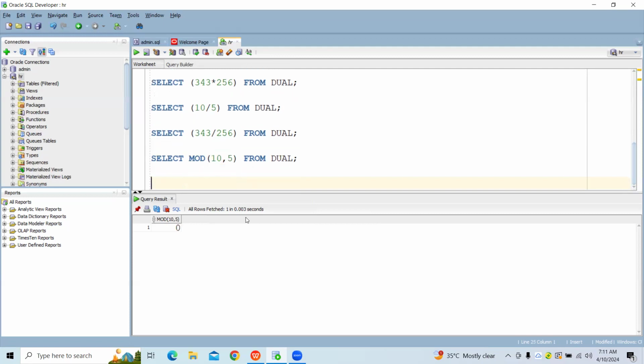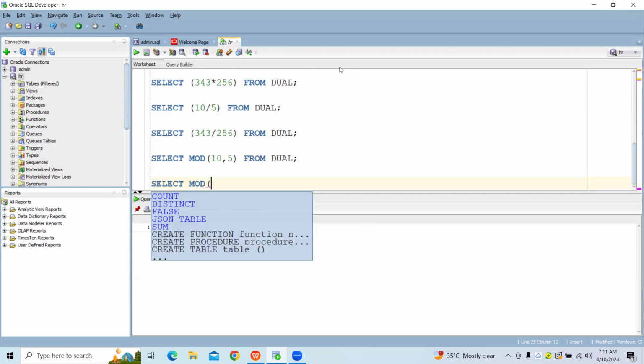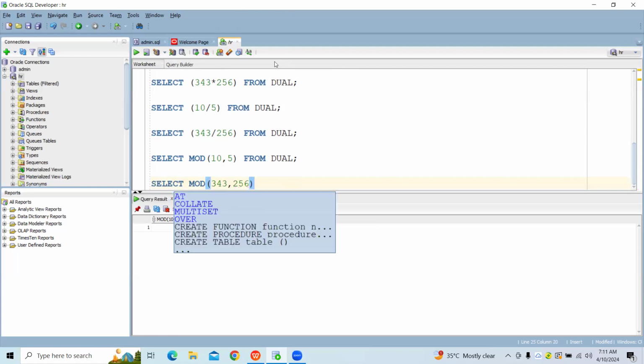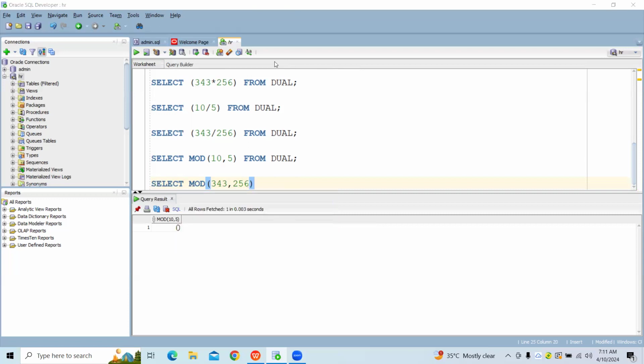So now next we'll see what remainder we'll be getting when 343 is divided by 256. For that, I'm writing my query starting with a select keyword. After that, what is the keyword for getting a remainder? That is mod of A comma B. In the place of A, I'm mentioning 343, comma, in the place of B, I'm mentioning 256. After mentioning both the things, I have closed the parenthesis, mentioned from clause, given the table name as dual, and then terminated the query with a semicolon.